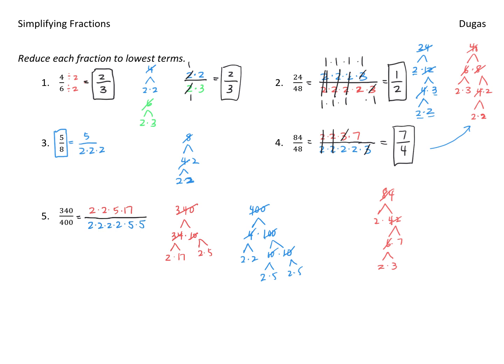Okay, and so now we can cross out stuff that's in common. So a 2 on the top with a 2 on the bottom. Another 2 on top with a 2 on the bottom. A 5 on top with a 5 on the bottom. So we can see now that we have 17 left on top and 2 times 2 times 5, which is 20, left on the bottom. So 17 over 20 is my fraction in lowest terms.